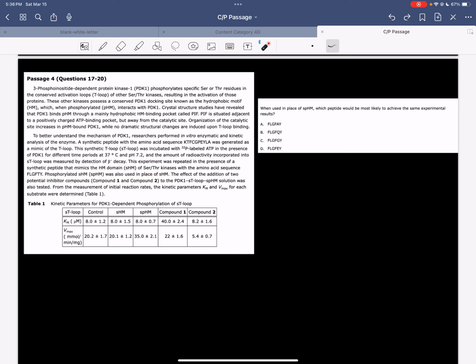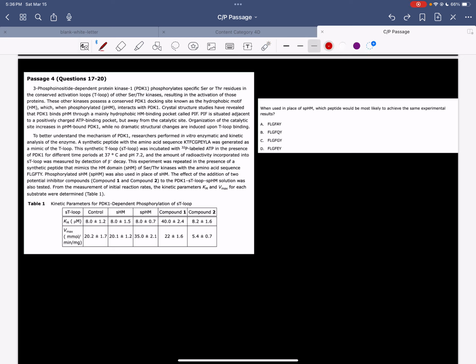And what is our cheat again? We said whenever we see the first time they mentioned that statement, all we need to do is read the sentence before they mentioned it, the sentence where they mentioned it, and most likely the sentence after, if we haven't found our clue yet. Now, let's read the sentence before they mentioned it. It says, this experiment was repeated in the presence of a synthetic peptide that mimics the HM domain, SHM, of serine/threonine kinases with amino acid sequence FL.